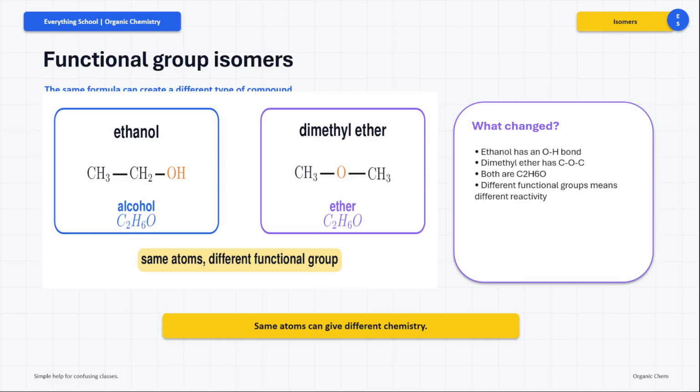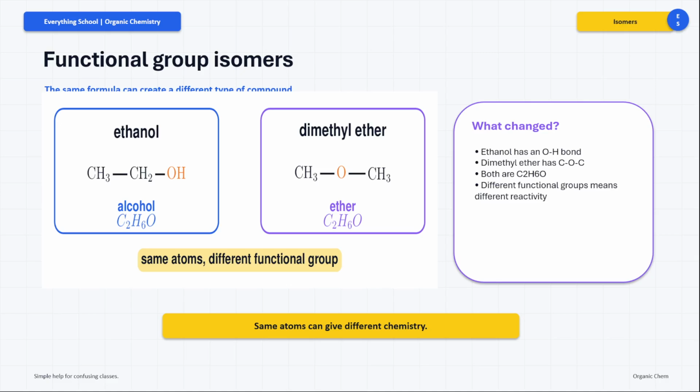Functional group isomers. Ethanol versus dimethyl ether. Both have the formula carbon 2 hydrogen 6 oxygen, but they do not have the same functional group. Ethanol is an alcohol. It has a carbon-oxygen-hydrogen pattern.